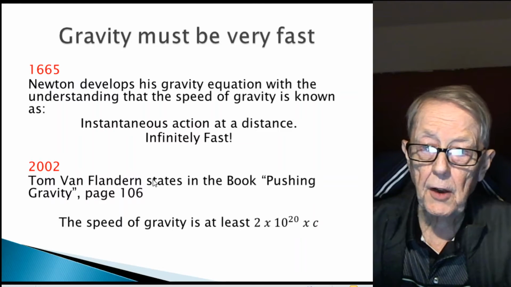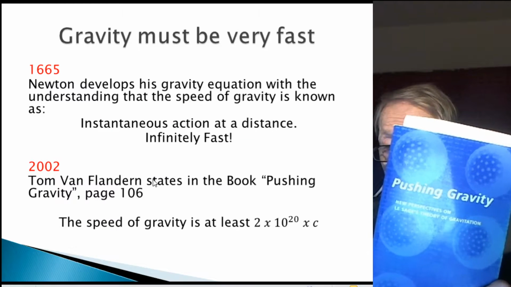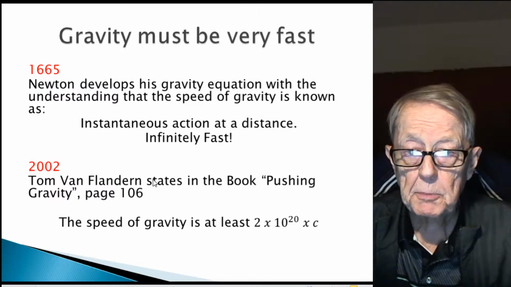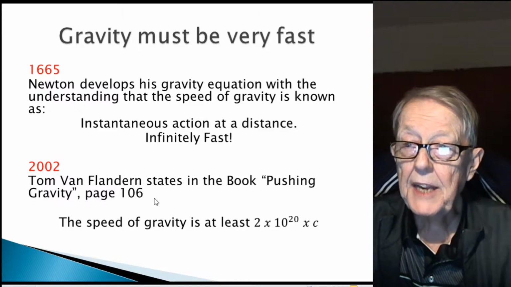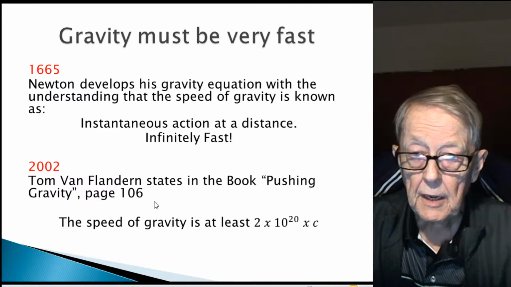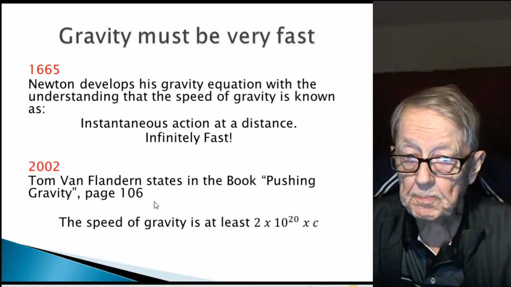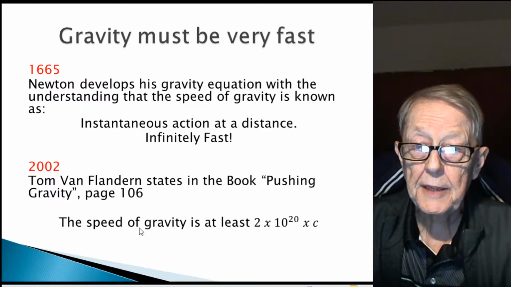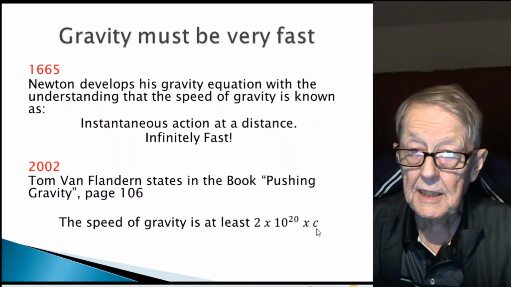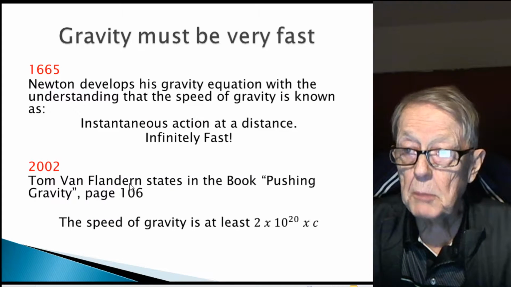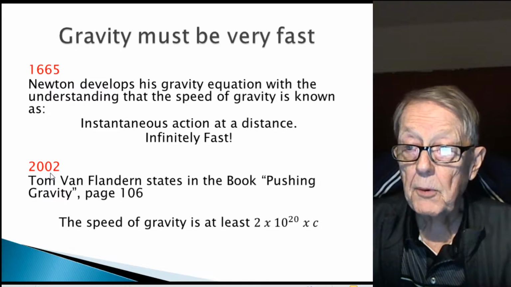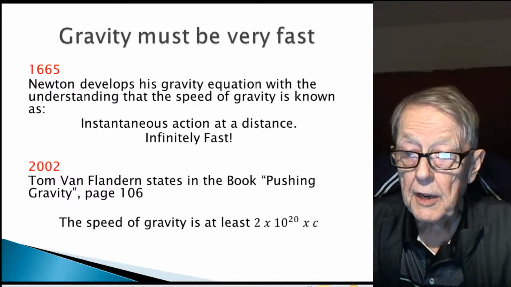Tom Van Flandern is the author of a chapter in the book Pushing Gravity, and he talks about several things, but in particular on page 106 he lists 8 different analyses that he did, most of them having to do with cosmological events and so on. He concludes at the end that the speed of gravity is at least 2 times 10 to the 20th times c, like infinitely fast. I don't know when Tom did the work, but the book was published in 2002. So even up to that point, people thought gravity was virtually infinite.